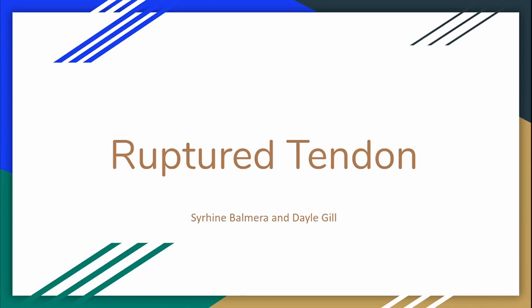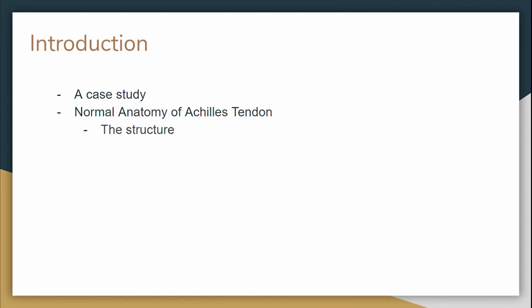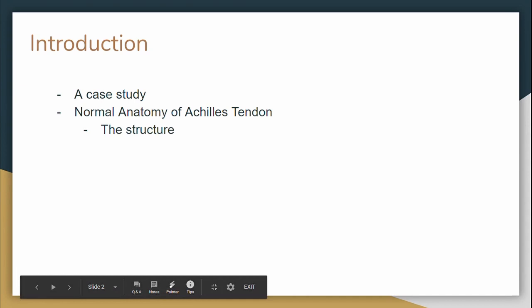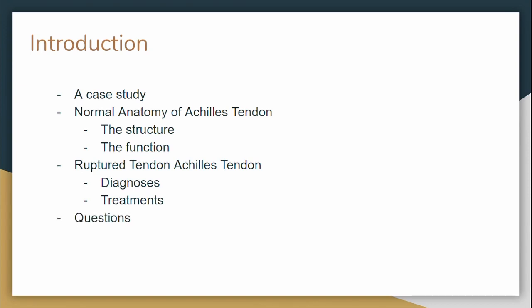Ruptured tendon. My name is Dale Gill, and we will be discussing different aspects of a ruptured tendon. Today we will be discussing the anatomy of an Achilles tendon. We have a case study of a soccer player, a young student actually. We will discuss the normal anatomy of the Achilles tendon as well as the ruptured effects of an Achilles tendon. So here we go.